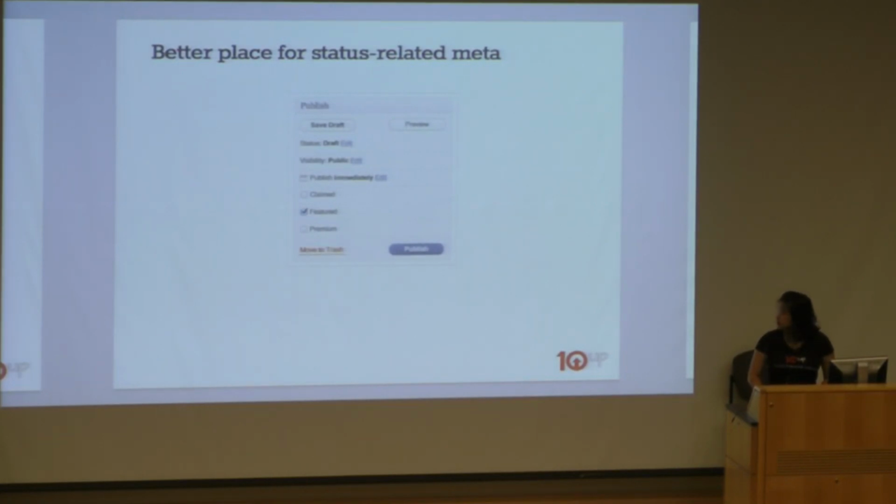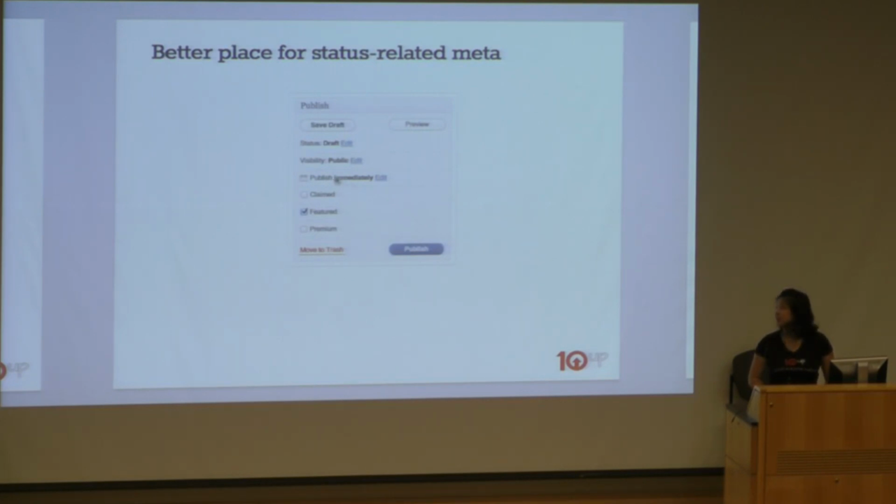Okay. There's also a better place for status-related meta. Sometimes you'll find people who add an entire metabox, and I'm totally guilty of this before I knew that I could do this. Adding a metabox just to toggle the visibility of this item, right? So you get a whole new metabox, and all it has is a checkbox saying this is visible to logged-in members or not. A much better place to put this is here in the publish box.